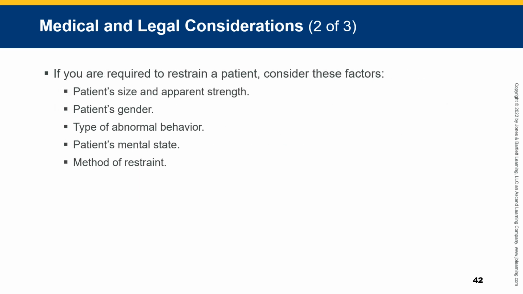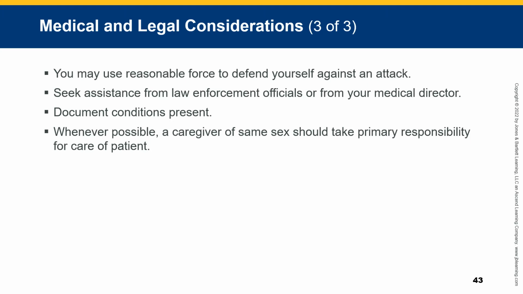If you are required to restrain a patient, consider these factors: the patient's size and apparent strength, the patient's gender, the type of abnormal behavior you're witnessing, the patient's mental state, and the method of restraint. You may use reasonable force to defend yourself against an attack by an emotionally disturbed patient. To prevent problems, if you must restrain a patient, seek assistance from law enforcement officials or from your medical director. Document conditions present in cases where you must restrain or subdue a patient. Whenever possible, a caregiver of the same sex should take primary responsibility for care of a patient.